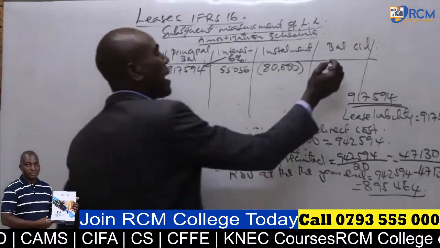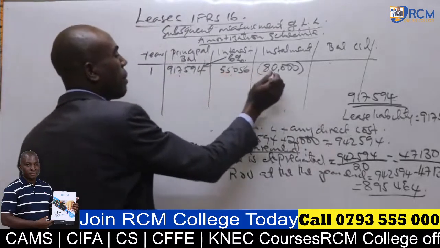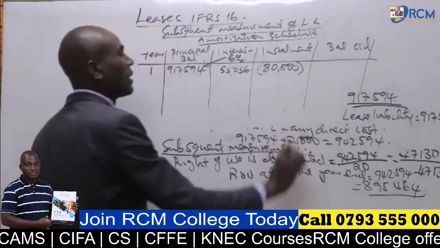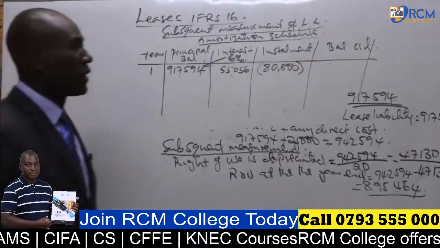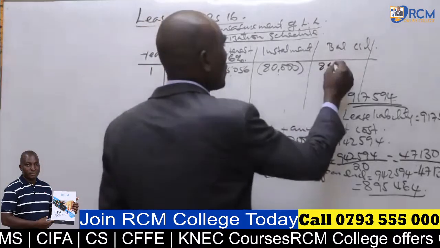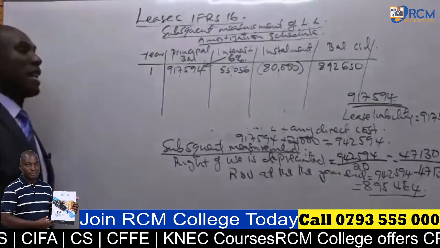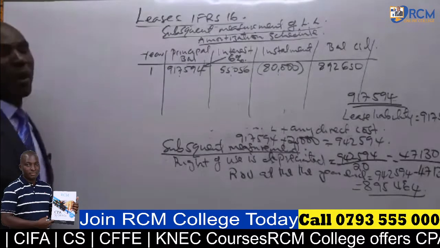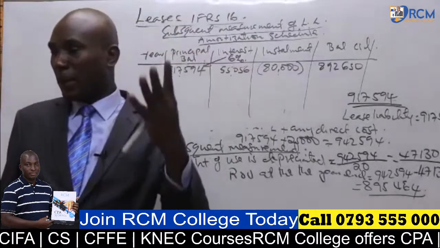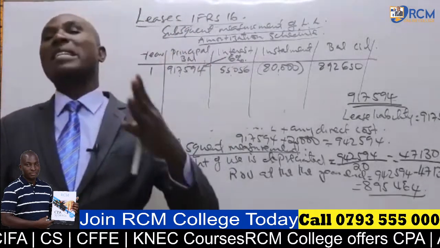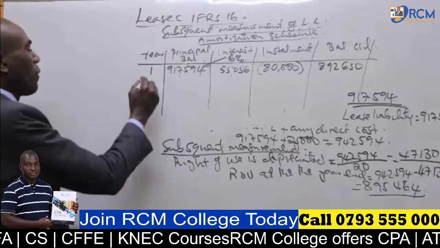Then, how do we get the balance at the end? I will take the principal balance plus the interest minus the installment I'm paying. 892,650. That is my balance carried down. But I said, examiner may want that 1 year. But I repeat, if payments are made in arrears, always prepare for 2 years. Therefore, we go for year 2.